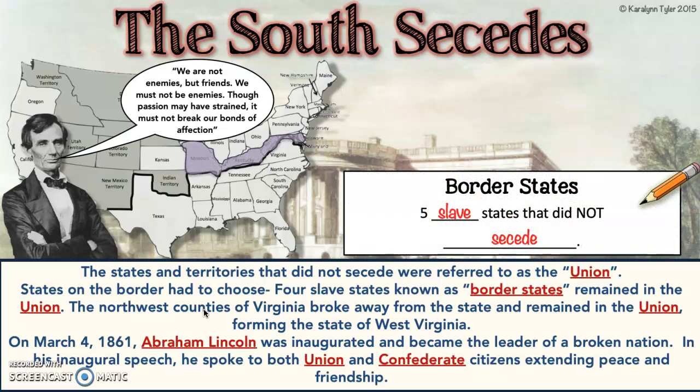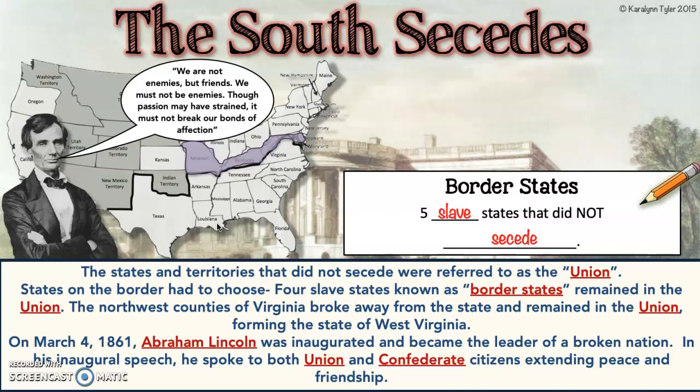The Southwest Territories of Virginia ended up breaking away from the state and remained with the Union, forming the state of West Virginia. So we end up with Missouri, Kentucky, West Virginia, Maryland, and Delaware. All of those form the border states. They are slave states. They allow slavery, but they choose not to secede with the rest of the slave states. Okay? They believe in keeping the United States together.